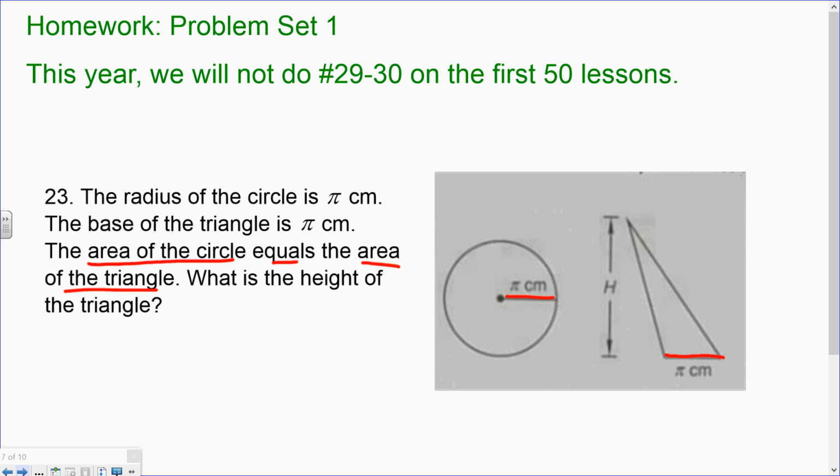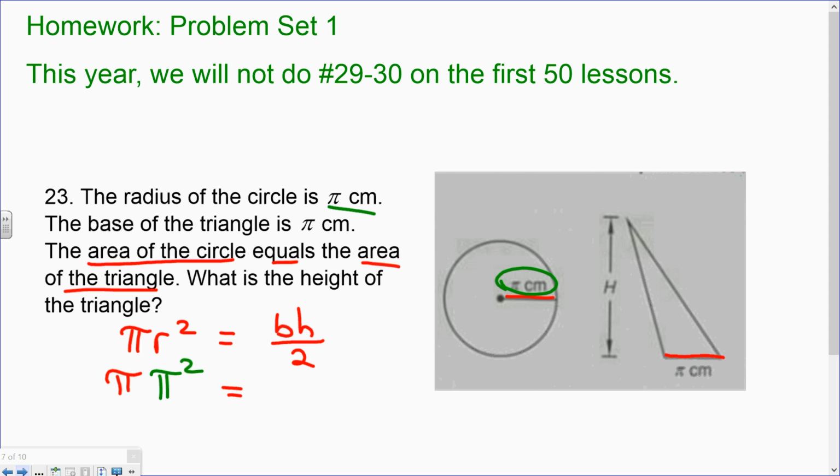So I need those formulas that we just had. We just had area of the circle, and we're going to write it down as a formula before we start putting numbers in there. Pi r squared equals. And then we're going to write down the area of a triangle as a formula, base times height over 2. Then we can start plugging things in. If this radius is pi, r squared will be pi squared times this other pi out here.